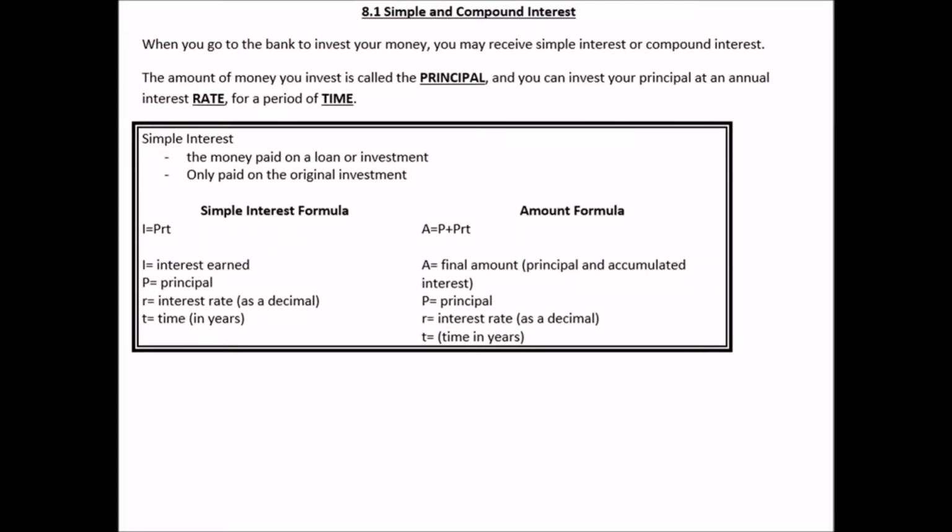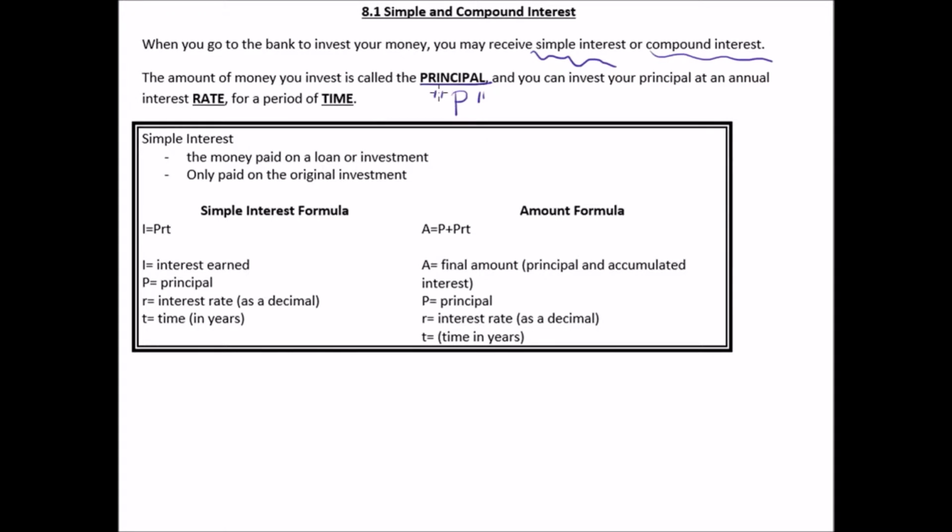8.1 talks about simple and compound interest. So when you go to the bank to invest your money, you may receive simple interest or compound interest. The amount of money you invest is called the principal, and we're going to use the letter P to denote principal.